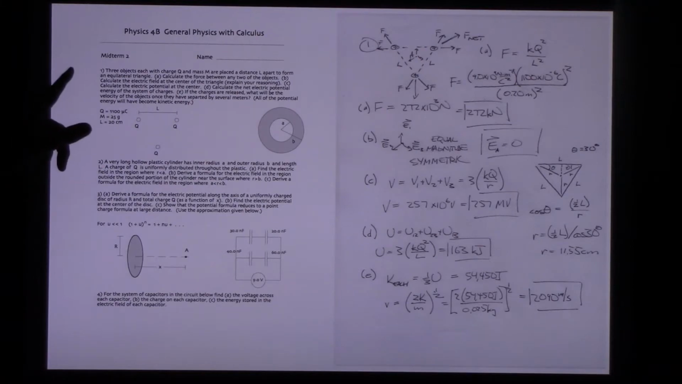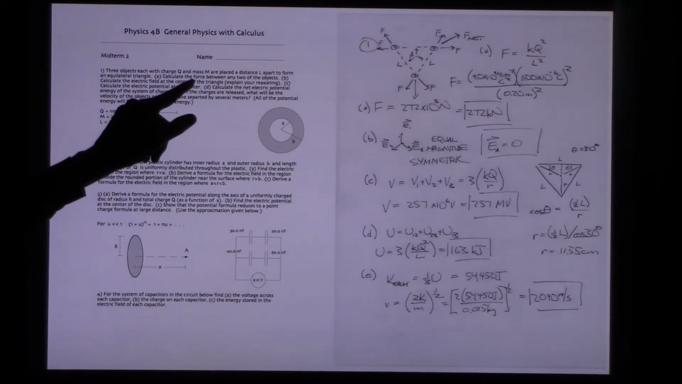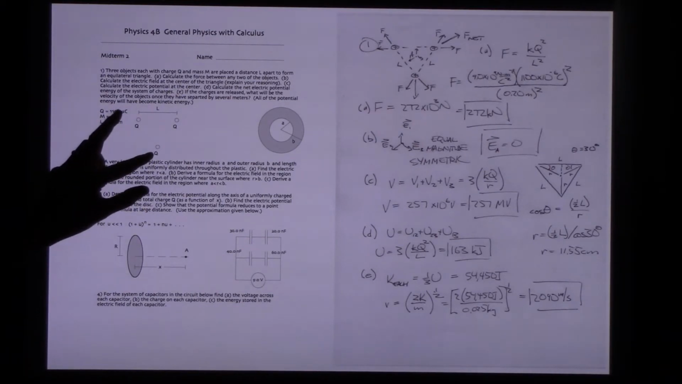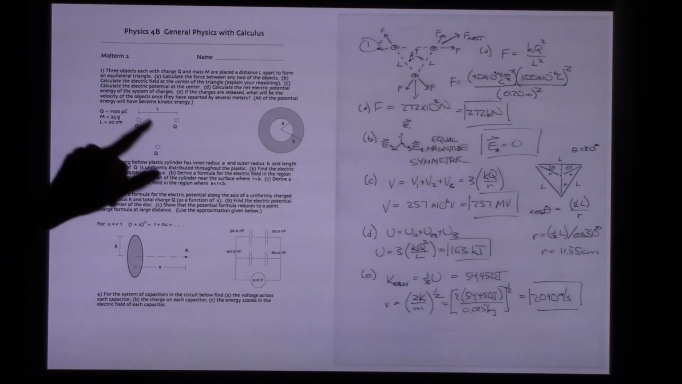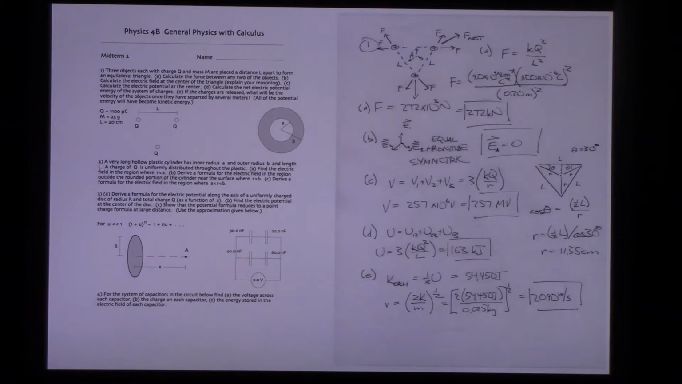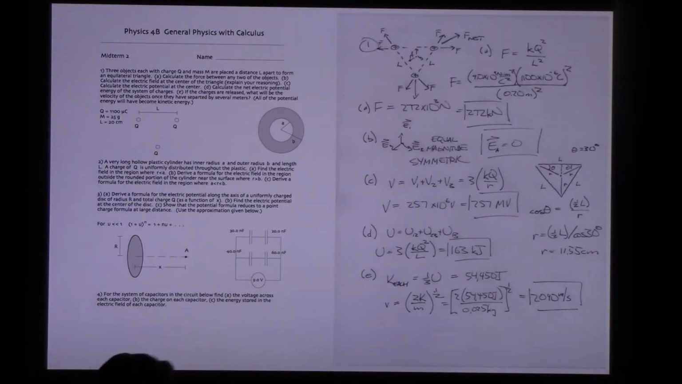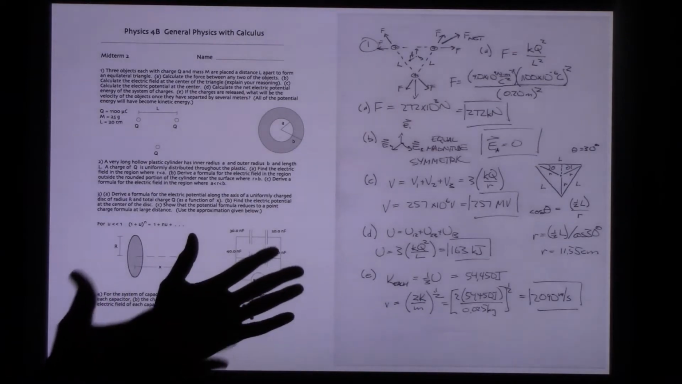In this midterm, we're starting off with 3 objects, each with charge Q, each with mass M, placed into an equilateral triangle at distances L apart from each other. They're all positively charged, and so we're going to hold them in place initially, and then we're going to let them go.